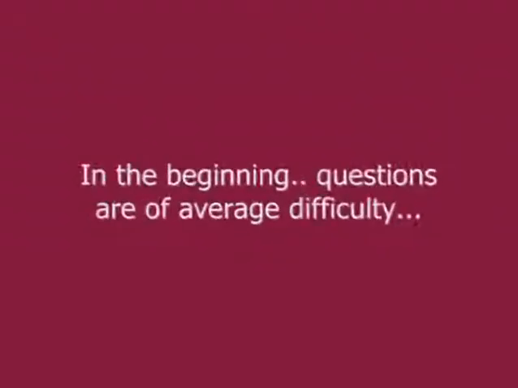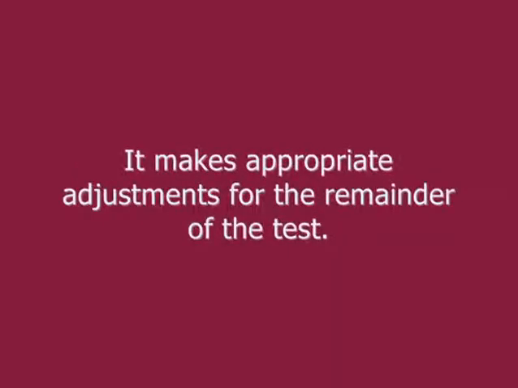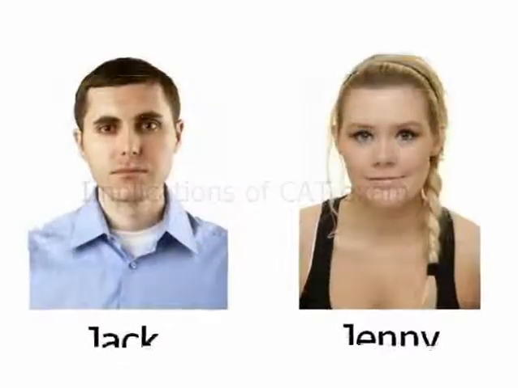In the beginning, the test assumes that one is at the middle level and begins with a question of average difficulty, at the 500 level. It makes appropriate adjustments for the remainder of the test. Let's understand the implications of the CAT exam with the following example.